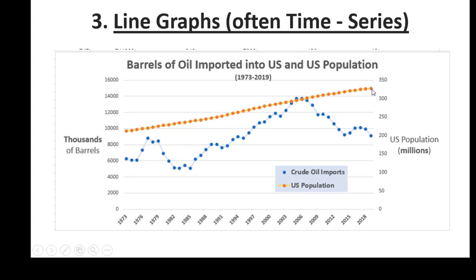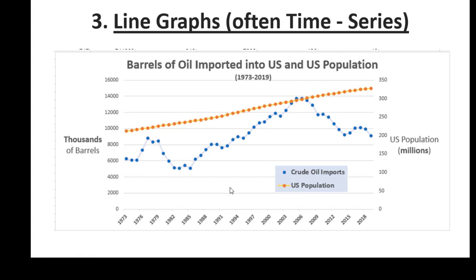So just be aware when you're looking at graphs like this, sometimes they have secondary axes, especially if you're looking at things that have disparate measures. For example, this is thousands of barrels and this is millions of people. It would be hard to graph those both on the same set of axes. I tried, and when you do that, one of the things collapses to the bottom because it's so small compared to the other.